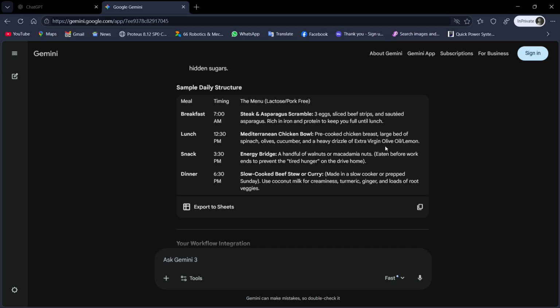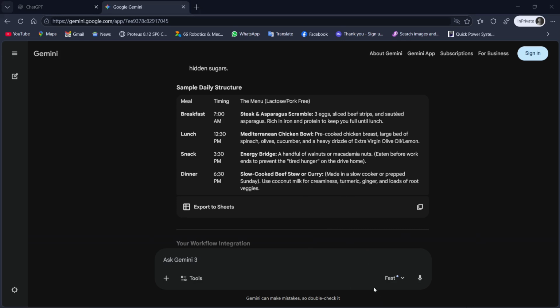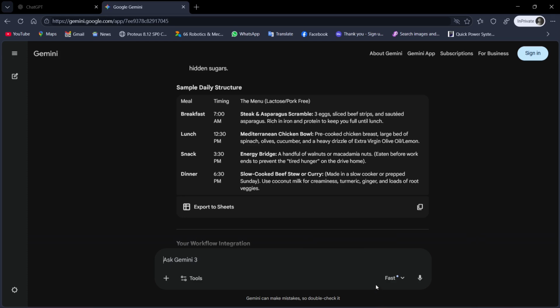So we already have timing and all of this. Let's double down a little bit more on the dieting plan, and then we see how to move ahead.